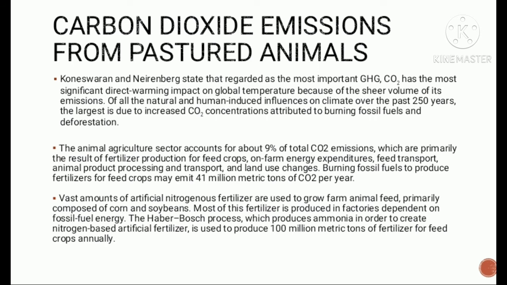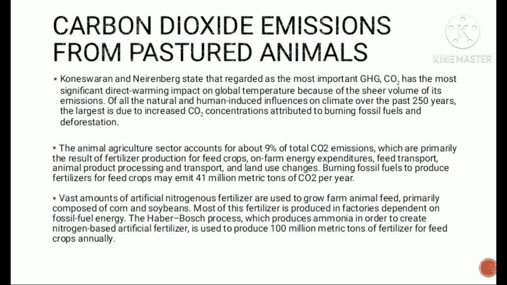Carbon dioxide emissions from pastured animals. Kuniswaran and Nirenberg state that, regarded as the most important greenhouse gas, carbon dioxide has the most significant direct warming impact on global temperature because of the sheer volume of its emissions. Of all the natural and human-induced influences on climate over the past 250 years, the largest is due to increased carbon dioxide concentrations attributed to burning fossil fuels and deforestation.